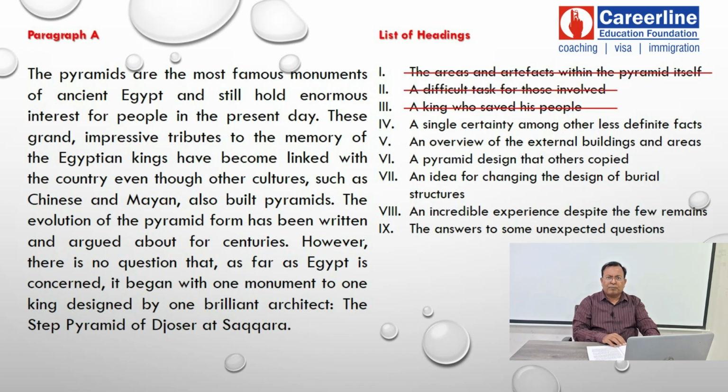Now look at the fifth option. It says an overview of external buildings and areas. No external buildings and no other areas were explained in this paragraph. We are looking at the sixth option.